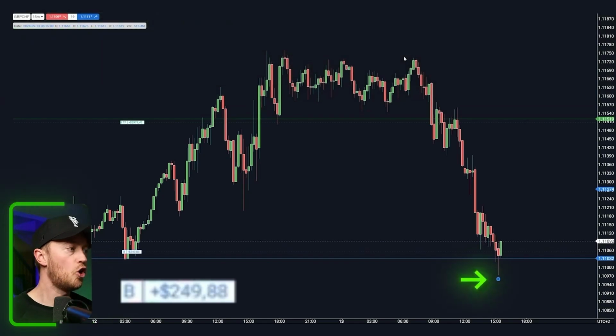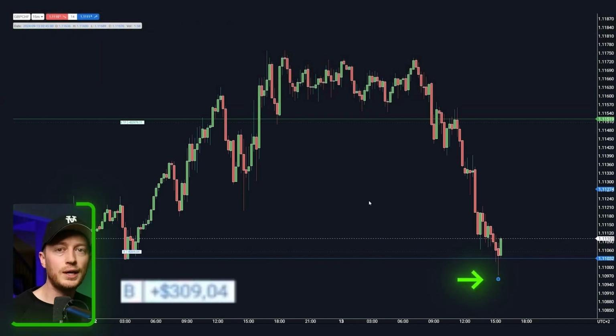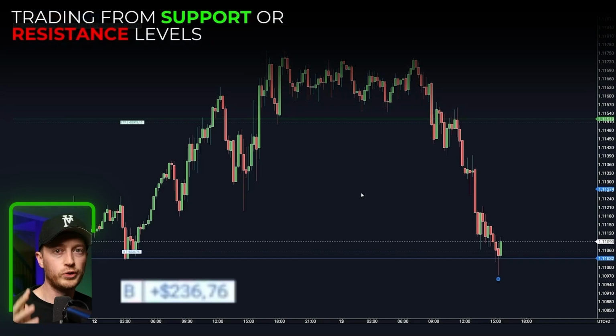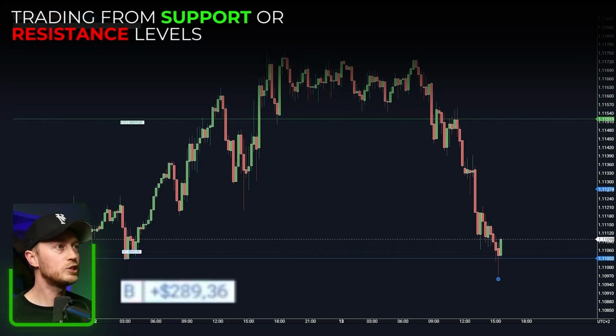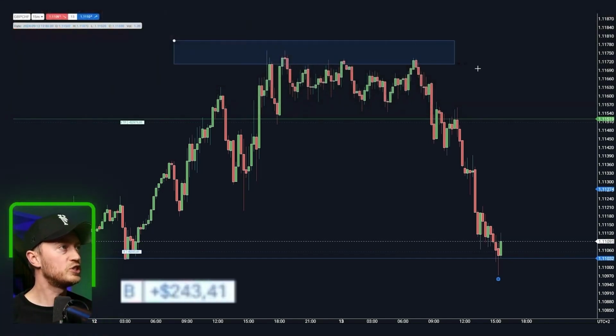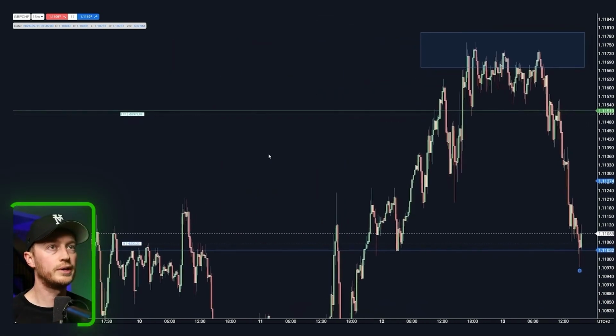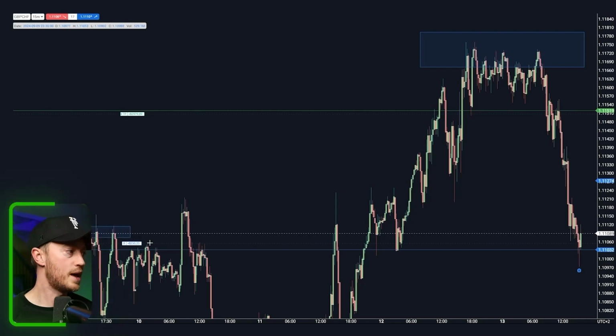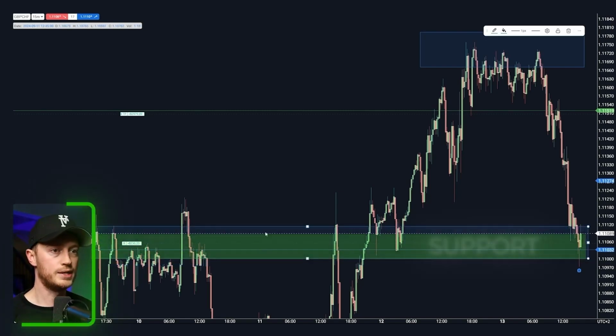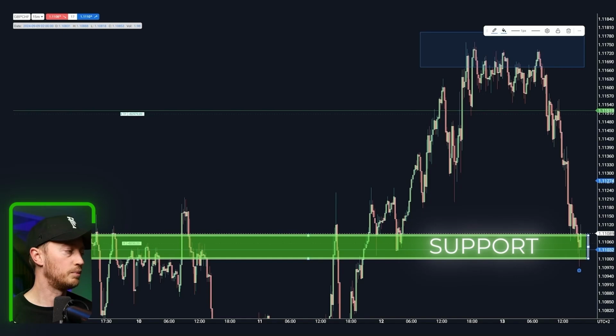We have a trade open right here, and the first thing I'm doing is trading from support or resistance levels. Obviously you could see our extreme resistance at the top right here, but I'm gonna have to pause and scroll over to show you our extreme support. You could see we have our extreme support level right here. Let's bring that down a little bit, something like that.